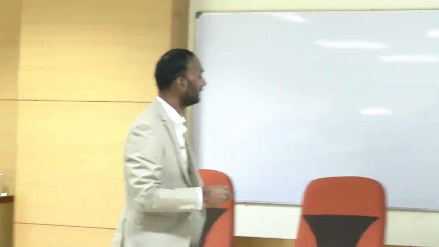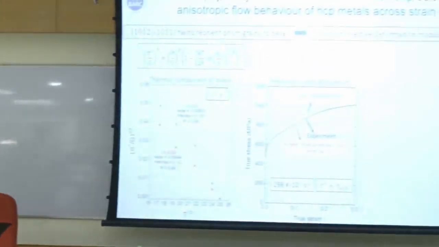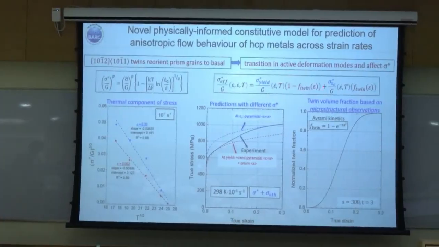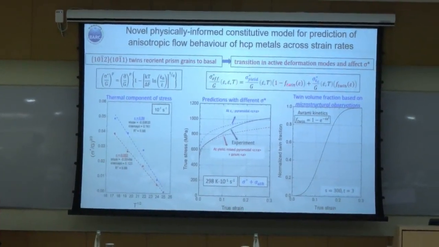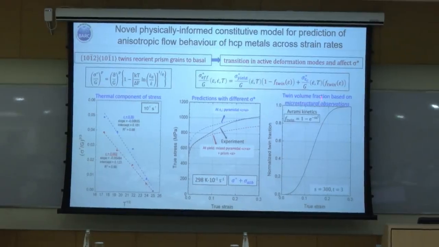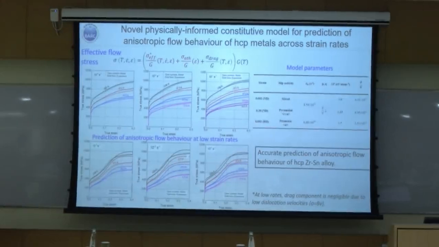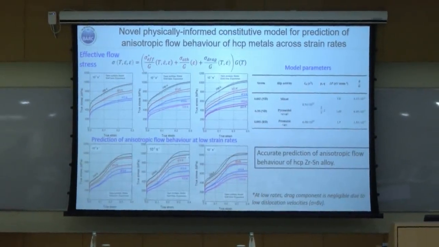To model such anisotropic flow behavior, we typically use a physics-based model wherein the thermal component of stress depends primarily on strain rate and temperature. However, in the case of HCP materials, it also depends on strain as a consequence of change in texture, which basically changes the deformation modes. The main change in texture occurs because of the evolution of twins. So if we can model how twin fraction evolves, we can model the evolution of flow stress. By taking those things into account, we were able to model the anisotropic flow behavior.